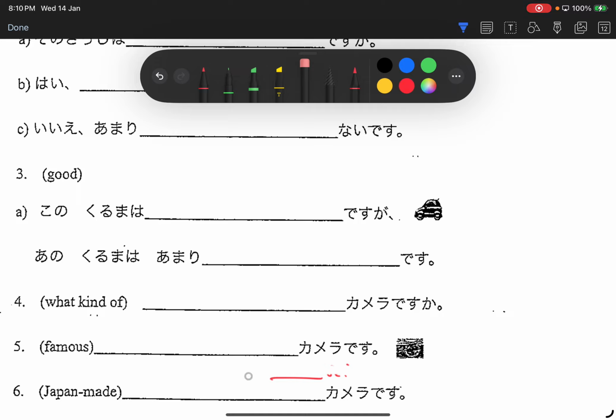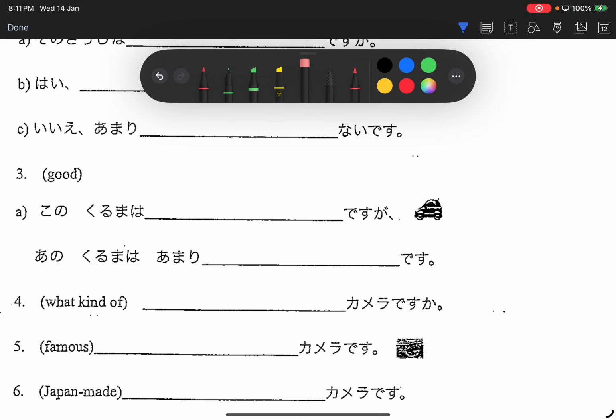Okay, next one, number 5, famous. What kind of, in Japanese we say? How do we say what kind in Japanese? No. What kind? Start with D. It's a question word. どんな。Donna, thank you. どんなカメラですか。So what kind of camera is it? Right, donna camera desu ka? So what kind of camera is it?